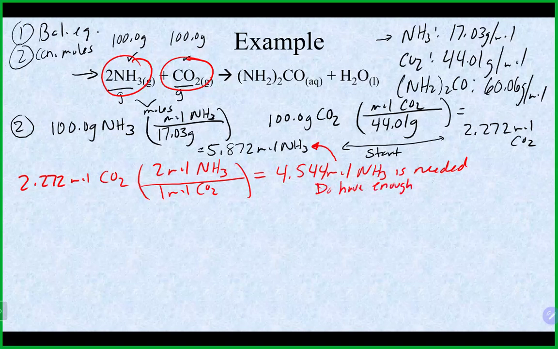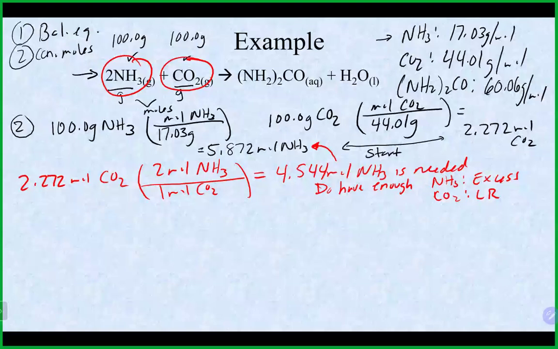And because I have enough, that means the NH3 is my excess reagent. And by default, the limiting reagent would be my CO2. Any questions on how I determined that there? Once again, you could have done the NH3 and figured out how much CO2 you needed. Should come out basically the same in terms of which one's your limiting reagent. And you would see, for example, if you did the other one, you need 2.9 moles of CO2, but you only have 2.2, so you do not have enough.